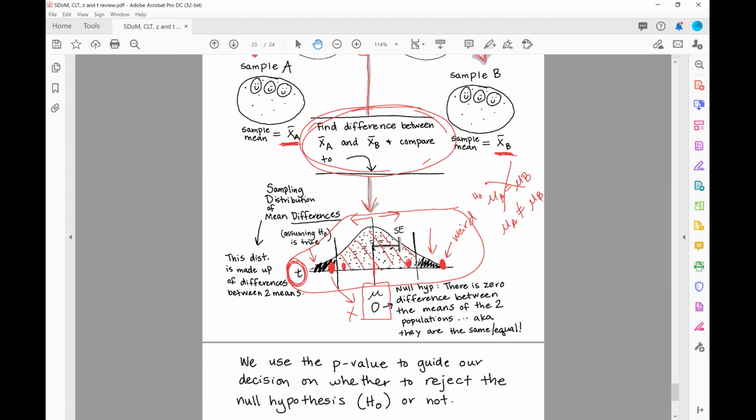It all depends on that p-value we get. So if it lands in this middle 95%, that corresponds to when p is bigger than 0.05. The proportion in here is higher than 0.05. If it lands out here, this represents when that probability of happening is lower than 0.05, and that's when we reject.